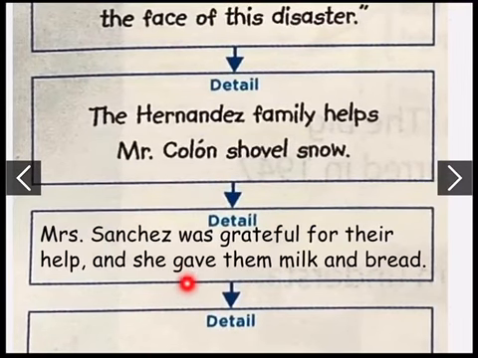Mrs. Sanchez was grateful for their help and she gave them milk and bread. Can you find a connection between this detail and the first two? Yes, there is a connection. After they helped Mrs. Sanchez, she gave them milk and bread. So there is still someone helping someone else through a hard time.